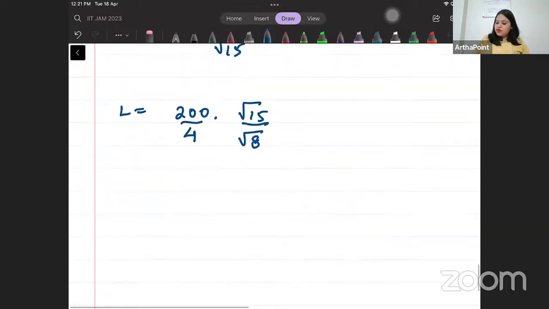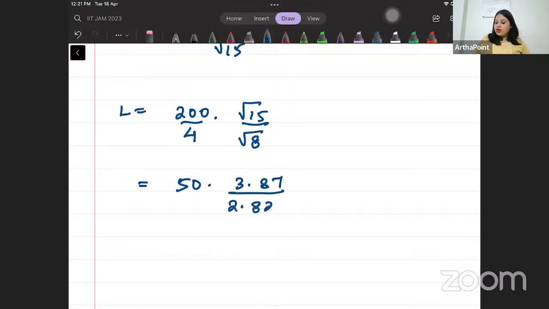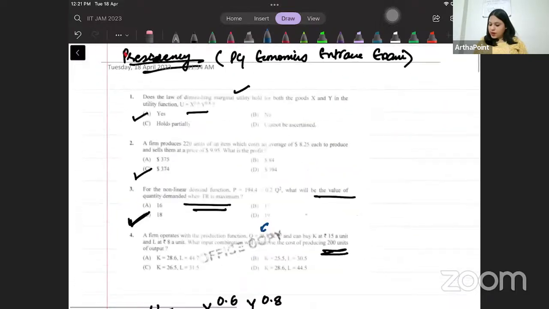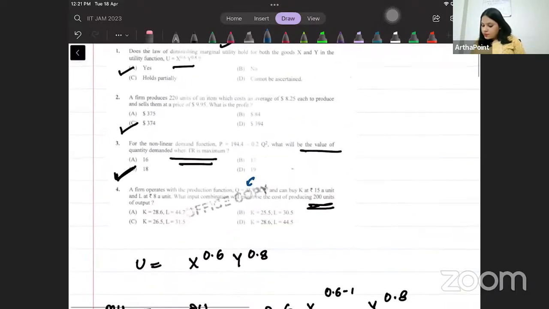So if I just solve this, this is going to be 50 into, so root 15 will be 3.87 and root 8 will be 2.82. I'm just doing an approximate, okay? So 3.87 divided by 2.82 into 50 is approximately 68.61. So labor will be 68.61. Let's see if I can find the closest value. No, I cannot find any closest value to this.